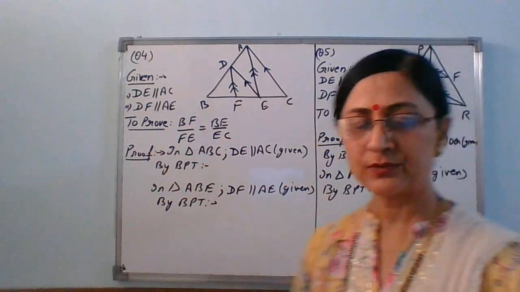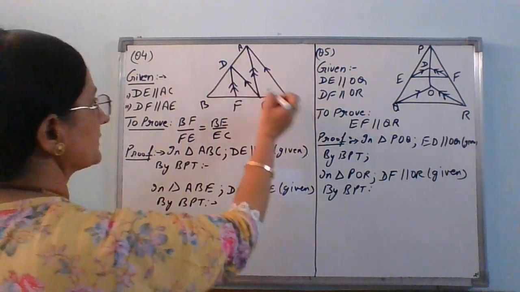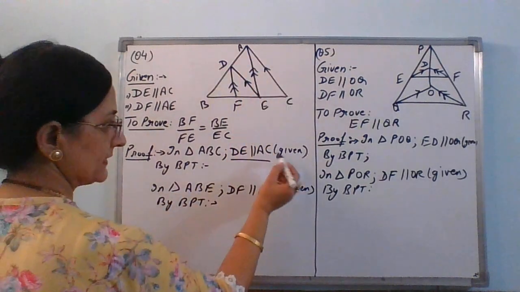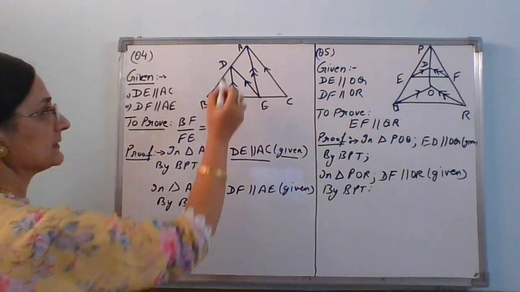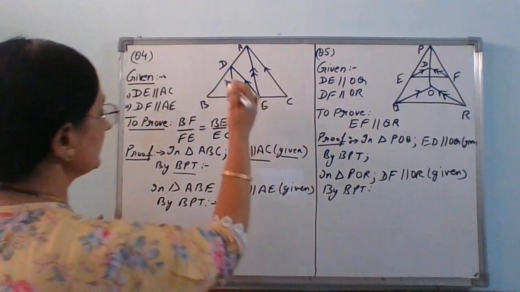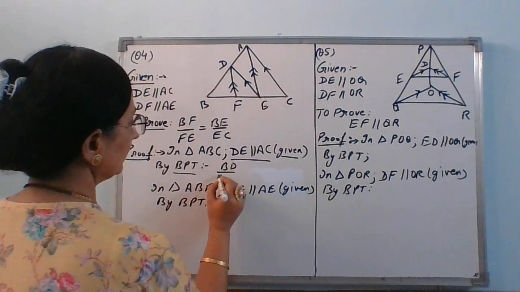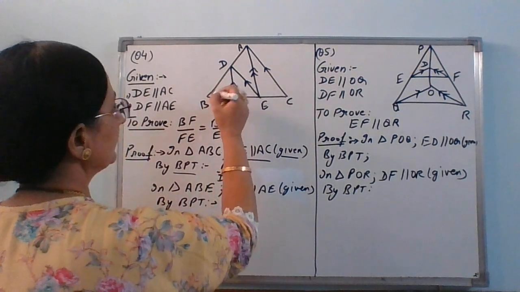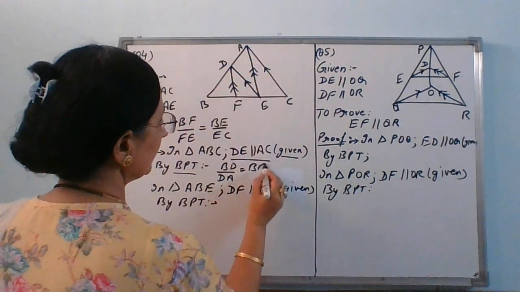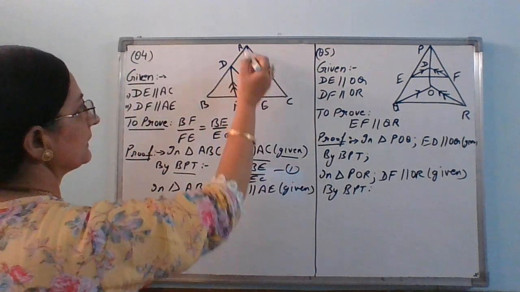When we have to start the proof, we have to start from the given things. Now in triangle ABC, what is parallel? DE is parallel to AC, that is given. So when the sides are parallel in a triangle, by BPT, we have to write the reason also. By BPT, which sides will be in ratio? Here BD upon DA will be equal to BE upon EC, number 1. Similarly in triangle ABE.